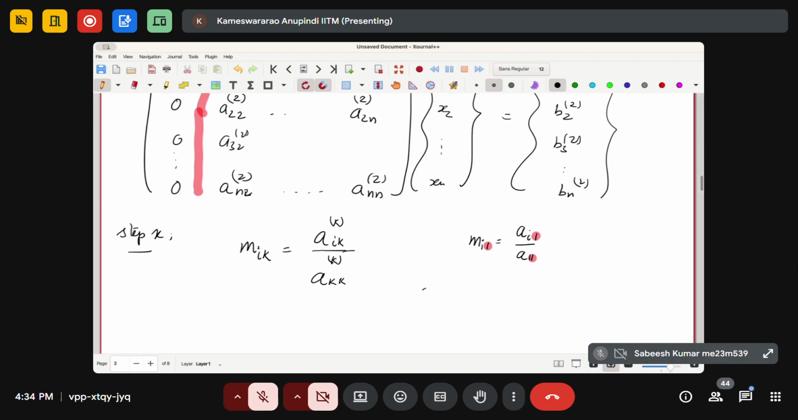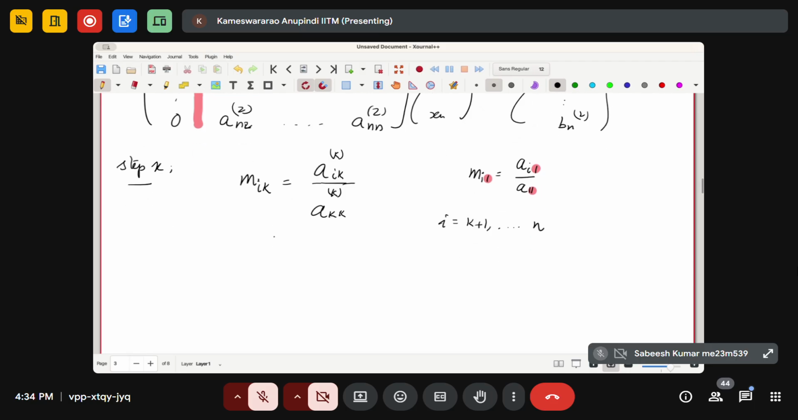Of course, this is basically the kth row. So that means my i will run from k plus 1 all the way to n. Because if I'm doing the kth row, I should do these multipliers only for the elements that are below and to the right. So I should run from k plus 1 to n. Okay, so these are the multipliers. I will define so many multipliers.